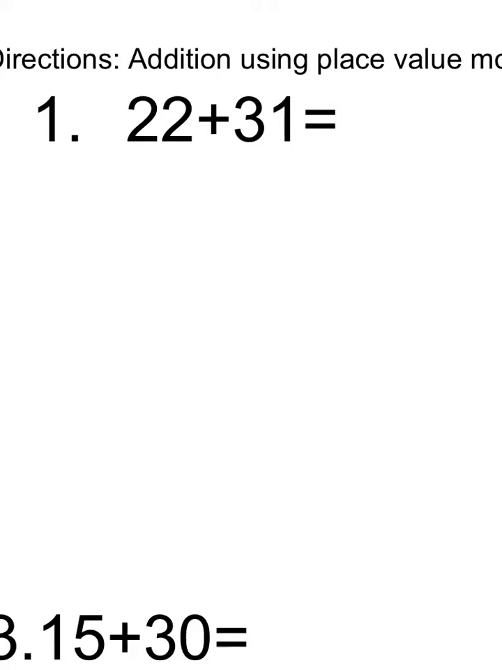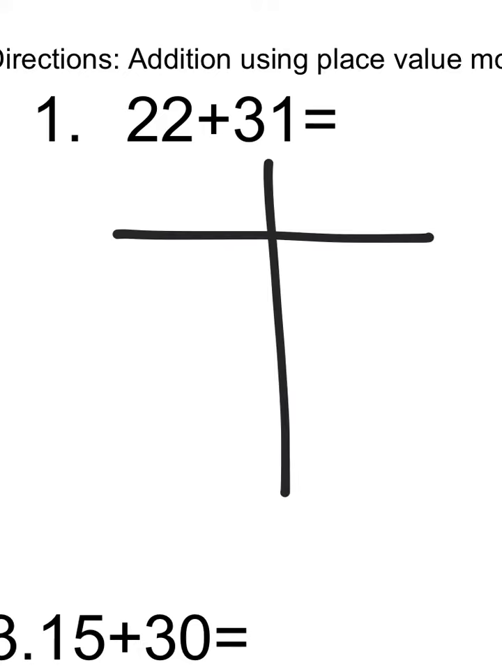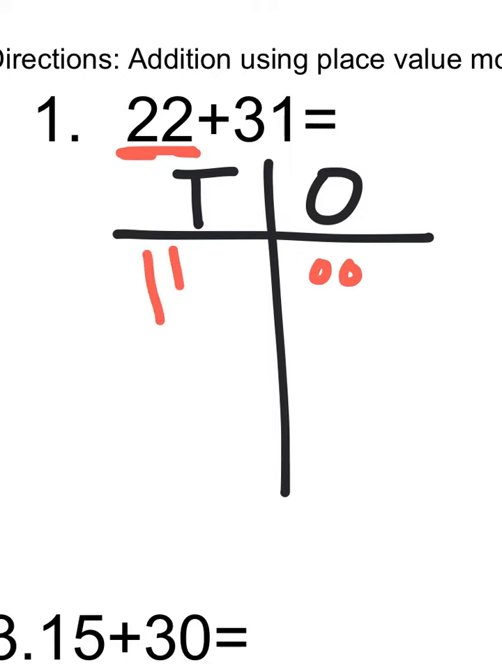Okay, so today we're going to solve a two-digit addition problem using our place value blocks. The first thing you're going to do is draw your place value chart. This is my tens and this is my ones. In the number 22, there are two ones. So we're going to draw two ones. 1, 2. And there are two tens. 10, 20. This represents the number 22.